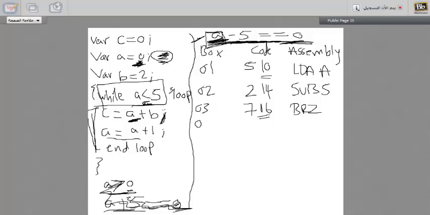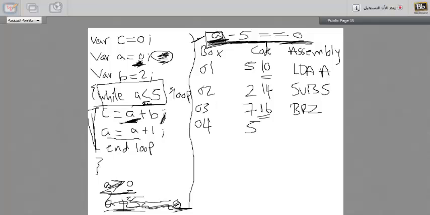What is the next step? That's fine. Yeah, that's right. Yeah, we have 5. Now, what do we need to do? We need to work with this one now. Okay, so we need to load A. Now, where is A? Where is A?